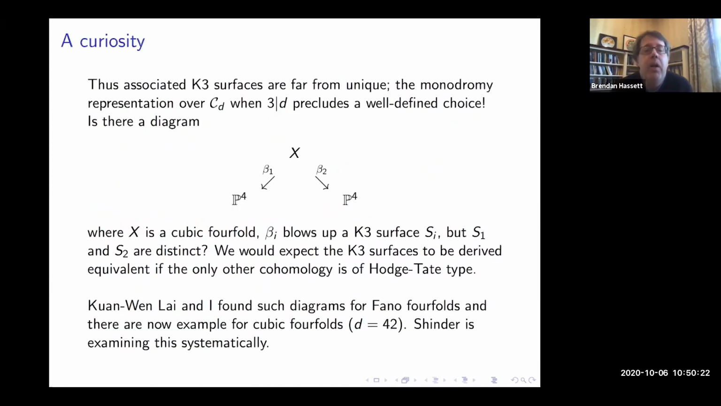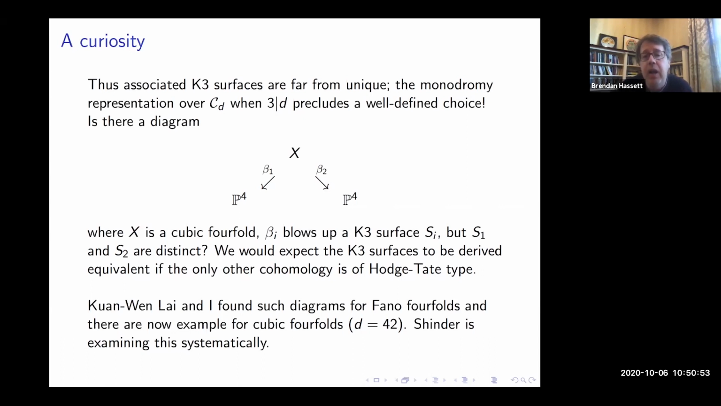So in particular, that last observation has an interesting corollary. When you identify associated K3 surfaces, in many cases they are not, in fact, unique. There can be more than one associated K3 surface. And when the discriminant is divisible by 3, the monodromy representation actually permutes in a non-trivial way the various possible K3 surfaces that are associated with this.